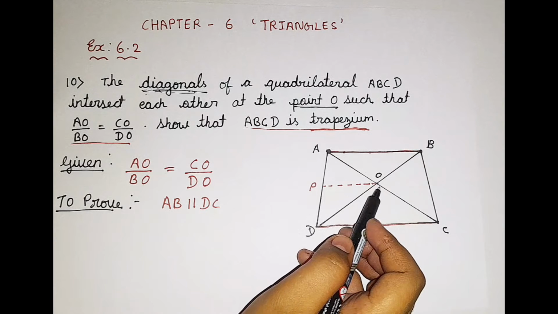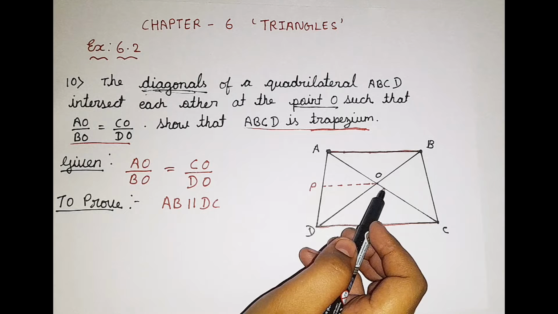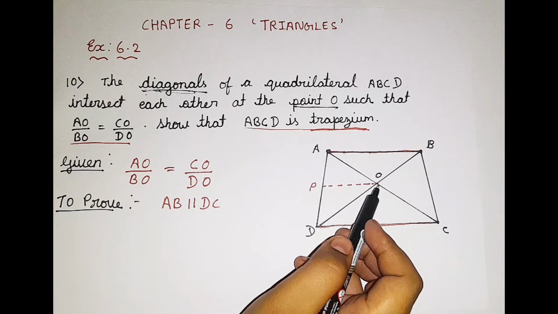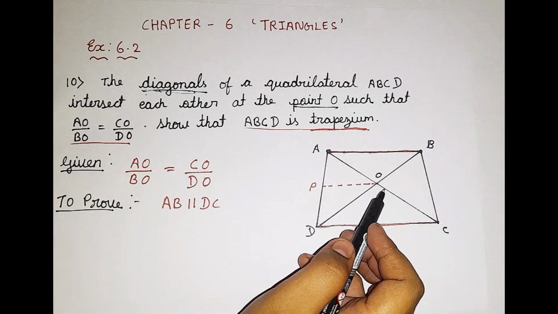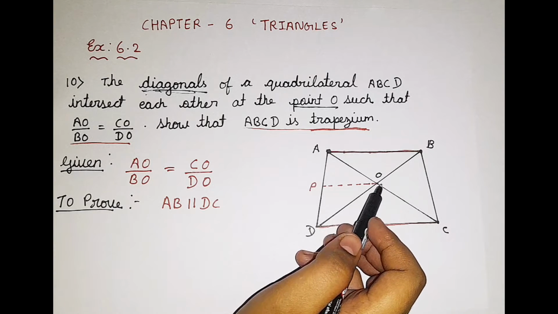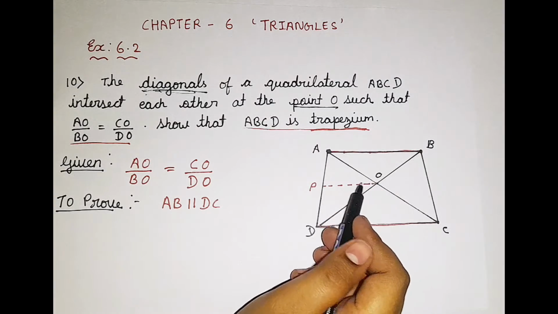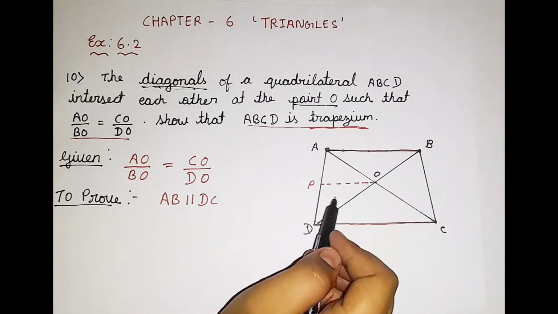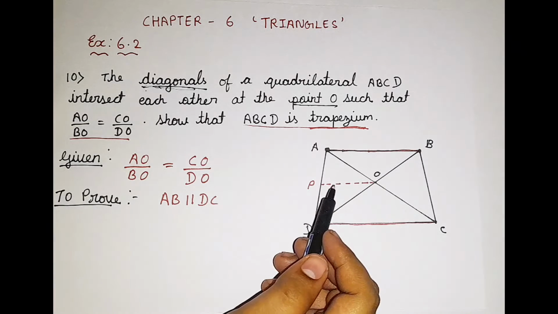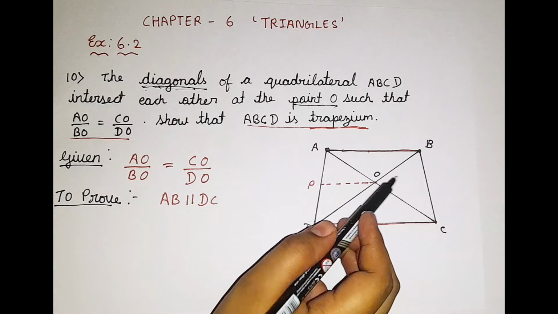But don't worry guys, in the previous question we are supposed to prove that AO by BO is equal to CO by DO. That AO by BO is equal to CO by DO is lying on most of the triangles. Okay, so it was lying on this triangle and this triangle, so it was lying on most of the triangles. That's why I just took the parallel line till here.